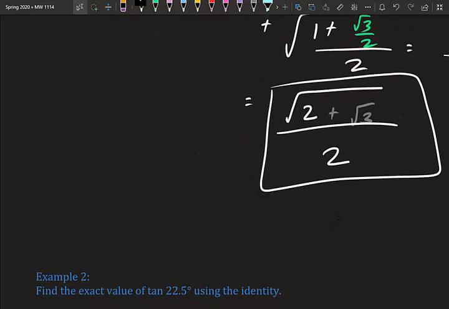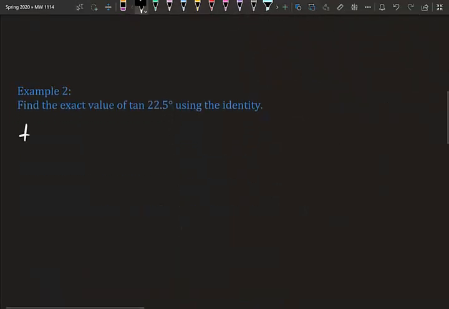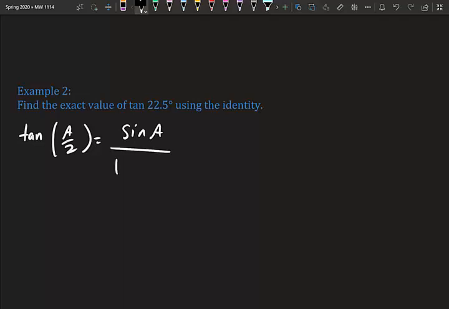Alright, so the one that we're going to use for our tangent identity is tangent A over 2 equals sine A over 1 plus cosine A. And remember, this is when we halved our value. So we need to multiply that by 2 to get the A we're actually working with. So we have 22.5 degrees times 2, and we have a 45-degree angle that we're now working with. So that's what we're going to be working with as our A, is 45 degrees.